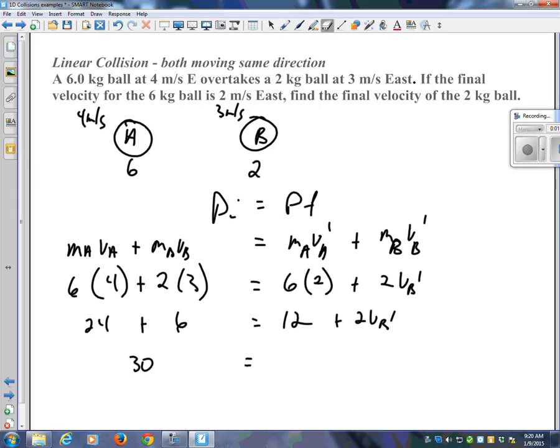Oh yeah, and this is the problem with doing the math ahead of time, right? I'm going to take that 12 to the other side. That's going to be 12 plus 6 is going to be 18 is equal to 2VB prime. So VB prime is equal to 9 meters per second. Did you get that? Excellent. See, they're not really that hard, are they?